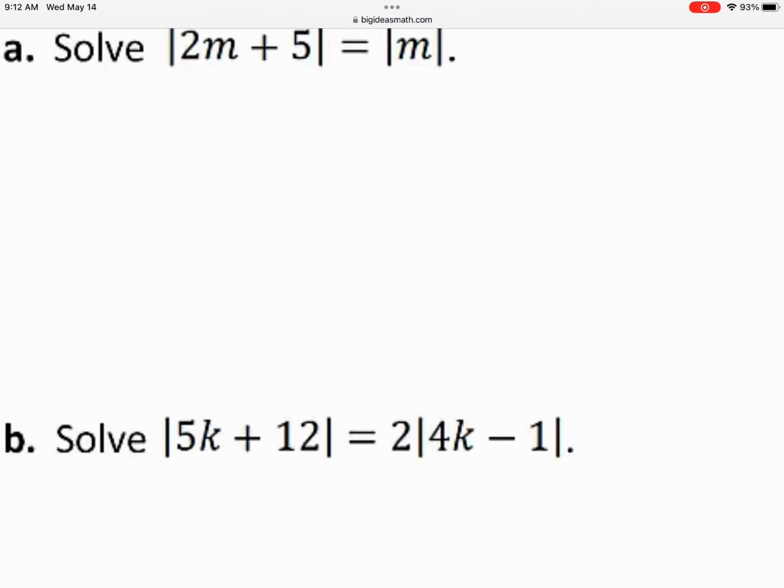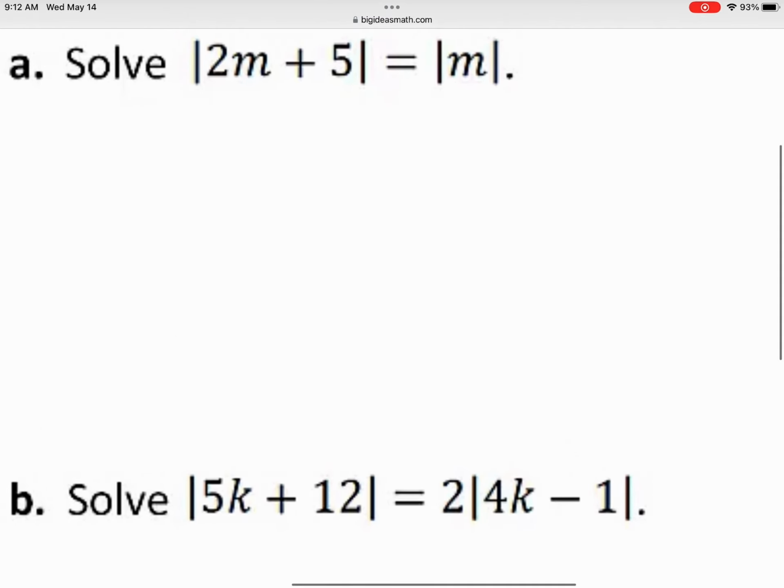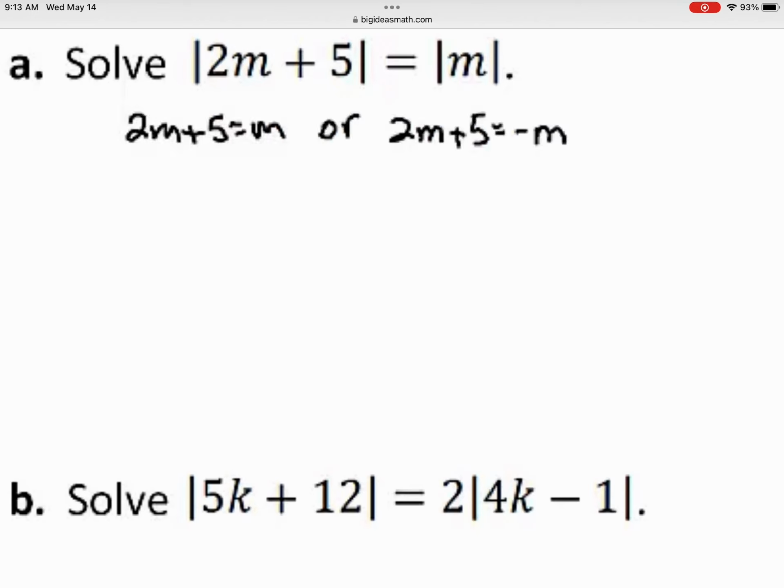Part A. Solve the absolute value of the quantity 2m plus 5 equals the absolute value of m. First, you want to write the two related linear equations for this absolute value equation. 2m plus 5 equals m, or 2m plus 5 equals negative m.